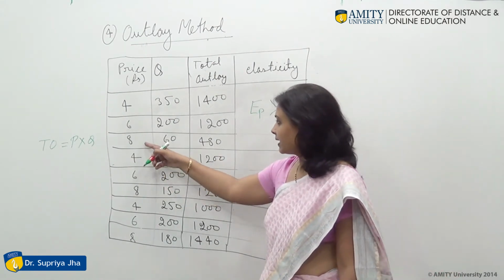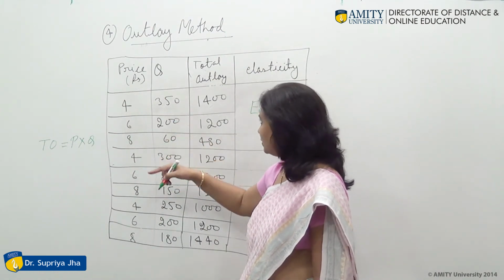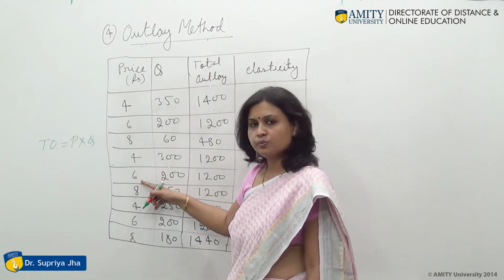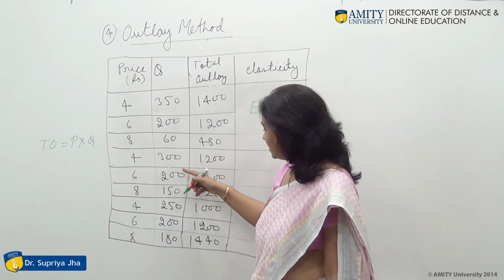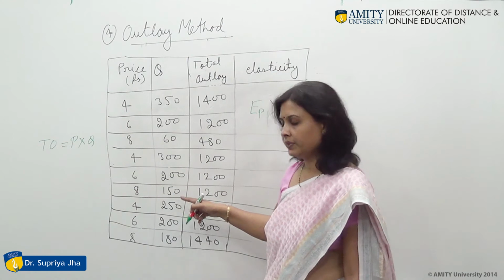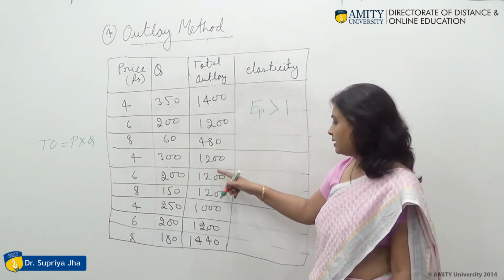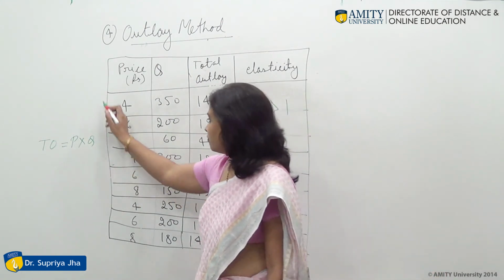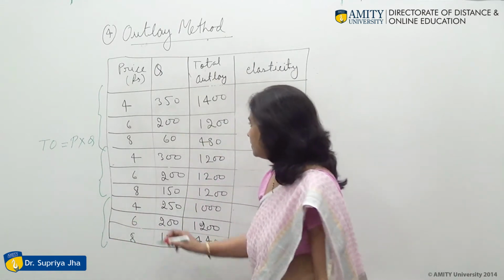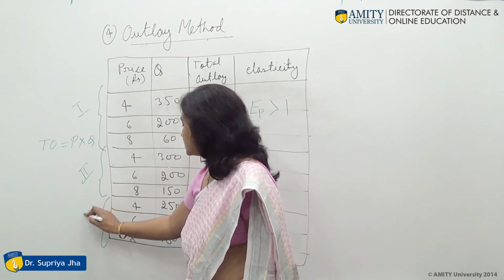In the second case, the price elasticity is again calculated through the outlay method. Price is increasing: 4 rupees, 6 rupees, 8 rupees. Quantity is decreasing from 300 to 200, 200 to 150. But total outlay is constant. It's not changing. It's 1200, 1200, 1200. This is the first case, this is the second case, and this is the third case.